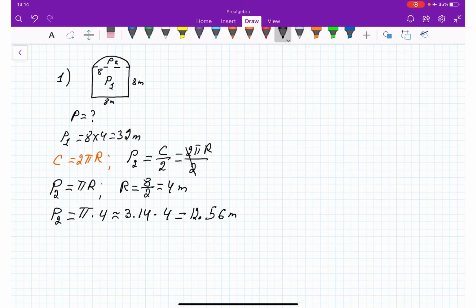Meters. So the total perimeter for the entire geometrical object is going to be P1 plus P2. So P1 is 32 plus 12.56. It's going to be 44.56 meters. Okay? All right.